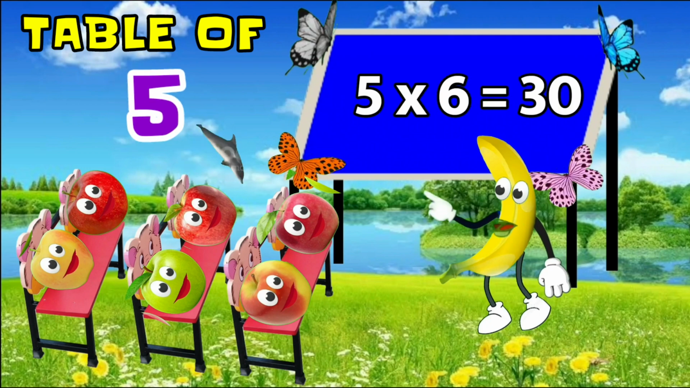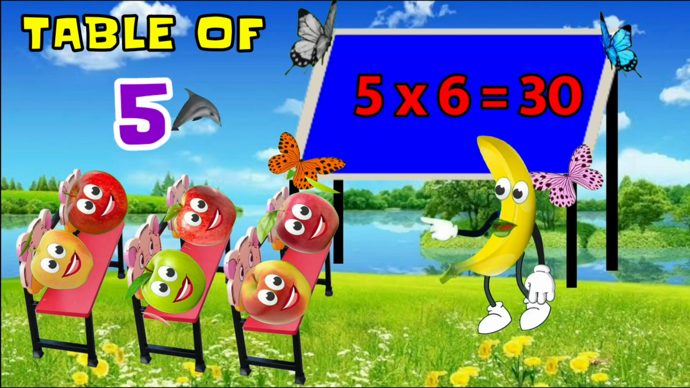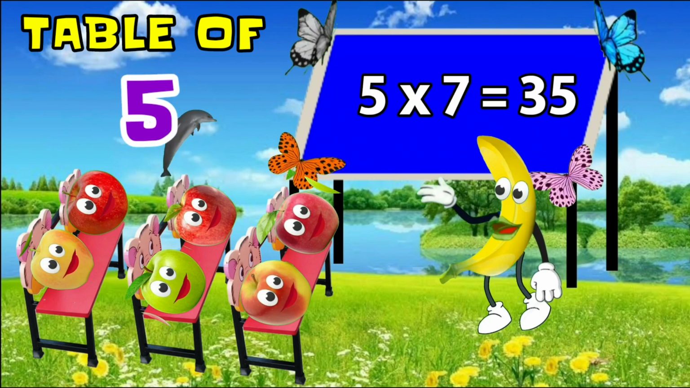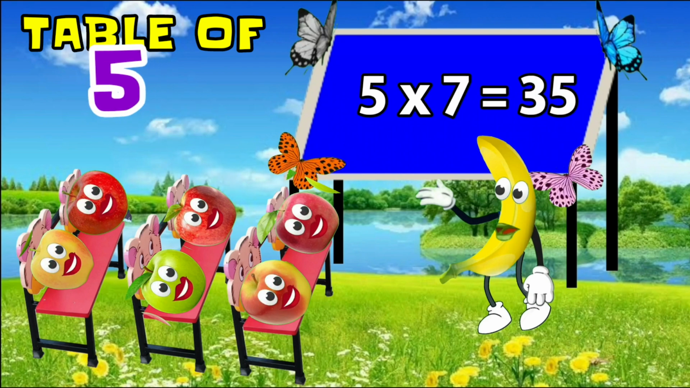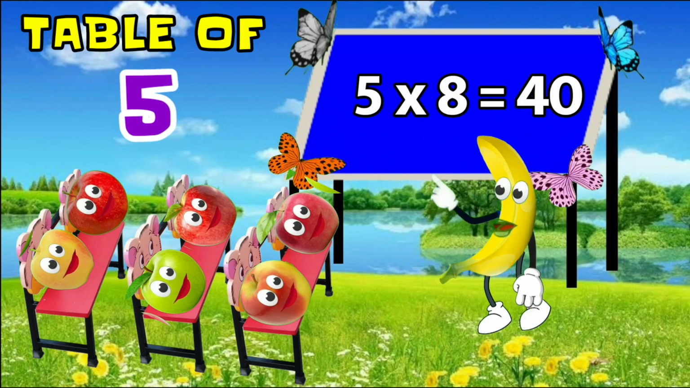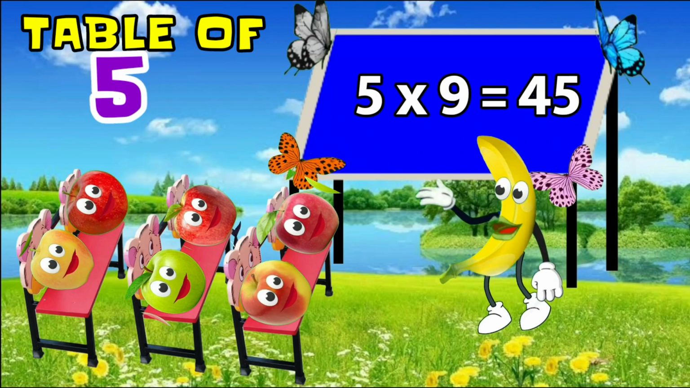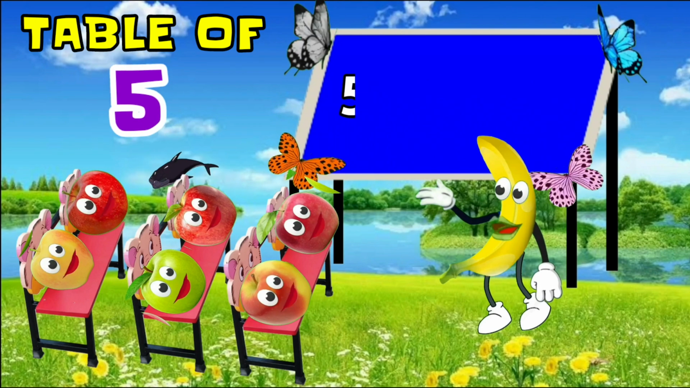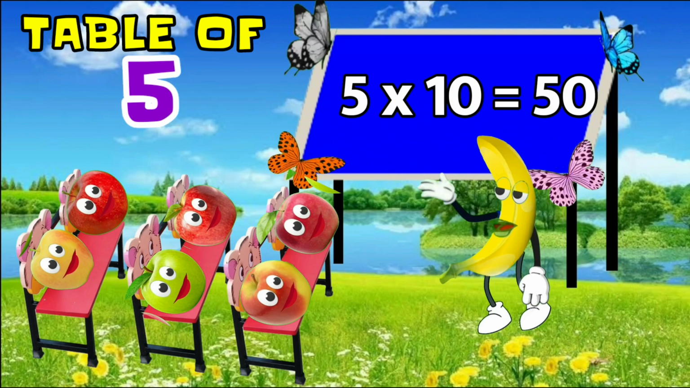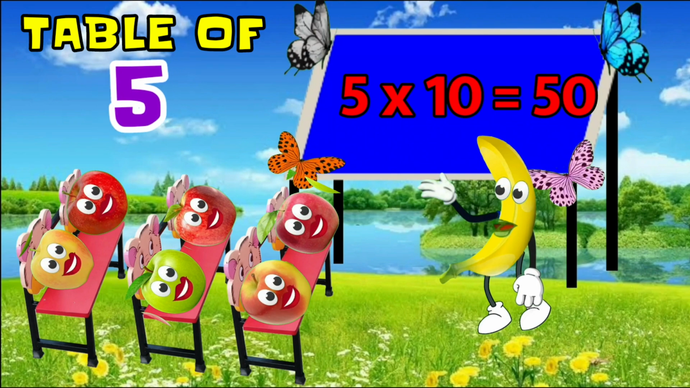5 sixes are 30. 5 6 is 30. 5 sevens are 35. 5 7 is 35. 5 eights are 40. 5 8 is 40. 5 nines are 45. 5 9 is 45. 5 tens are 50. 5 10 is 50.